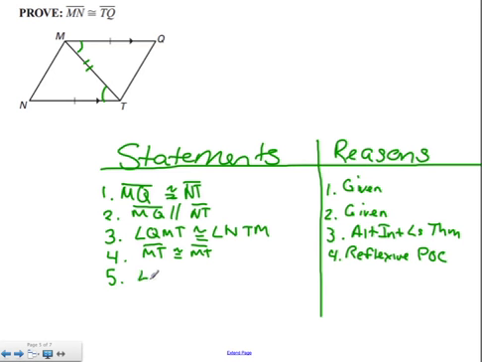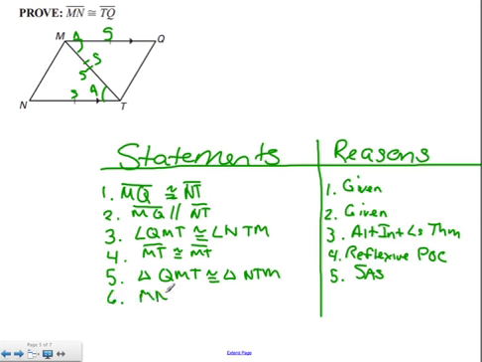We can then say the two triangles are congruent, so I'll just call this triangle QMT congruent to triangle NTM. Why is that? Well, we have a side over here, an angle, a side here, and a side here, an angle here, a side here, so it's proved by the side angle side congruence theorem.